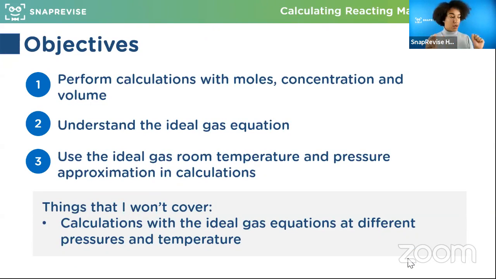Right, so objectives. Aisha, this is where your question from earlier comes in. We're going to be doing calculations with moles, concentration and volume. So that's all of the reactions, making calculations with moles rather than just the molar masses kind of things. We're going to be looking at what the ideal gas equation is. We're going to be looking at the room temperature and pressure approximation for calculations. So we're not going to be doing any ideal gas calculations that aren't at room temperature or pressure, as that is only on one exam board.